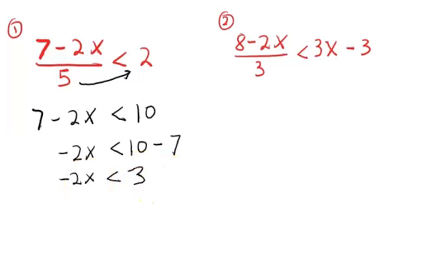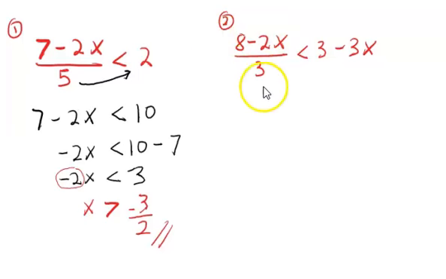Okay, now we are going to move this negative 2. We are going to move this negative 2 to the opposite side. And since we have a negative here, what happens is, you will have to change the direction of the sign to become from less to more than. So here we have negative 3 over 2. Okay, so this is your answer here.